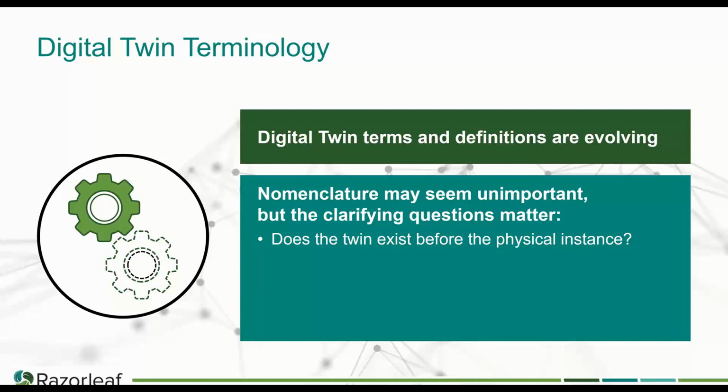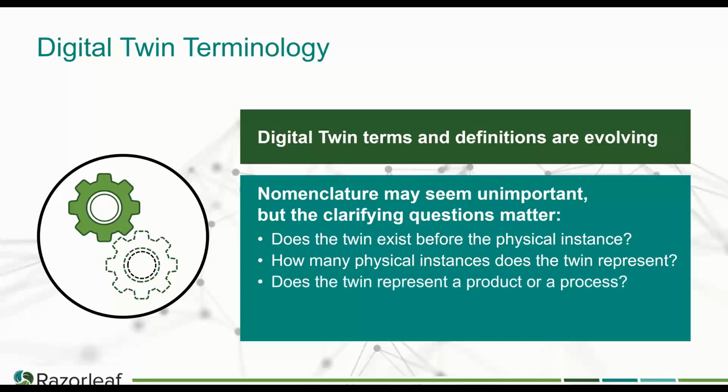Or does it exist after you've made one and it represents that physical instance? How many physical instances does it represent? Does it represent a whole batch of them, or all the ones you made in the month of February, or does it represent one specific physical instance? Does it represent a product or a process? I mentioned that earlier. That is going to have a lot of difference in what you call it.